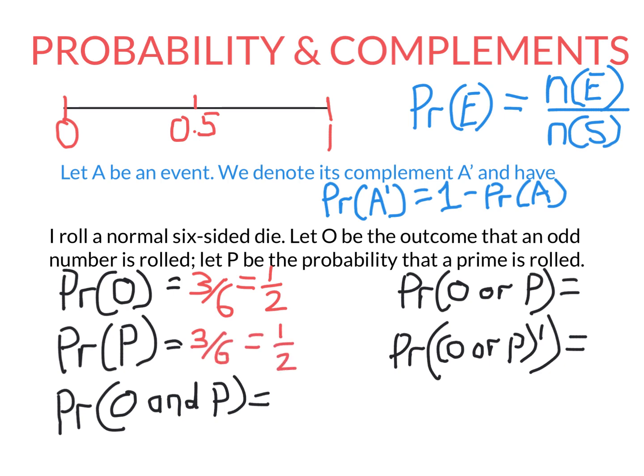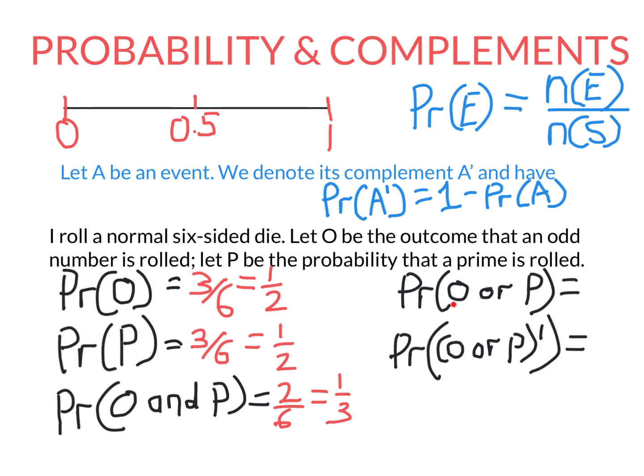So the probability of O and P, that means I roll a number that is both odd and prime. Well, there are 2 such numbers, 3 and 5, out of 6 in total. So 2 over 6 is 1 over 3. It's much easier to write this as a fraction, 1 over 3, than write 0.3 recurring. But again, you can write it as fraction, decimal, or percentage.